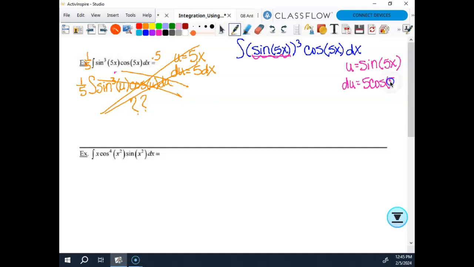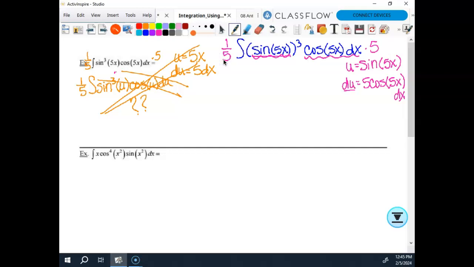5x dx, sorry. I was so worried about the chain rule, I didn't leave the inside the same. So the derivative of sine of 5x is the cosine of 5x times the derivative of the inside, which is 5. I just left off the 5x. All right, and so then I need du. I have this part, but I need to multiply by 5 out here. So out here I need to multiply by 1/5.